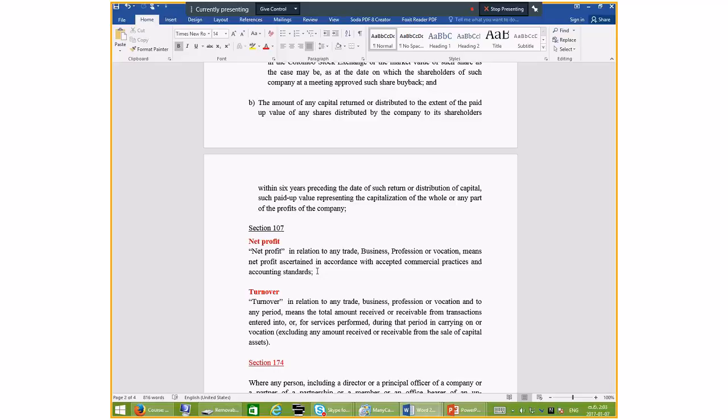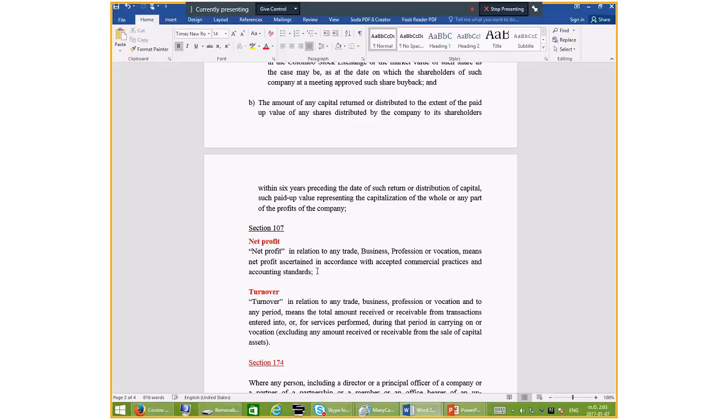But for taxation, leasing income is adjusted. Again, for the net profit we add the capital portion in their tax computation and allow the capital allowance for the leasing assets. In that way, different methods are applied. For leasing companies, net profit is computed in accordance with accepted commercial practices and accounting standard.